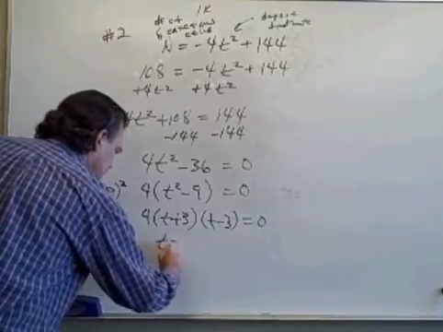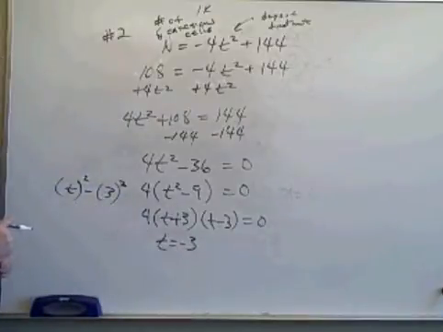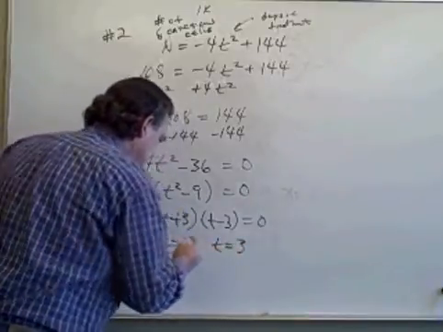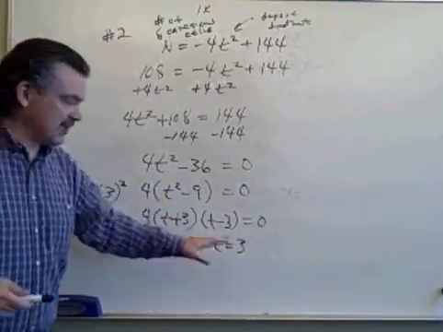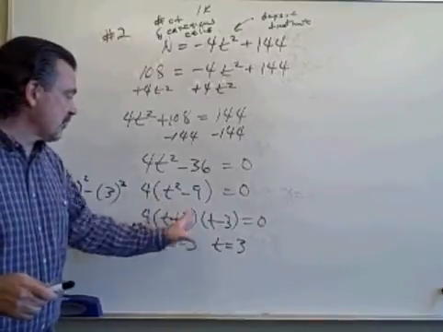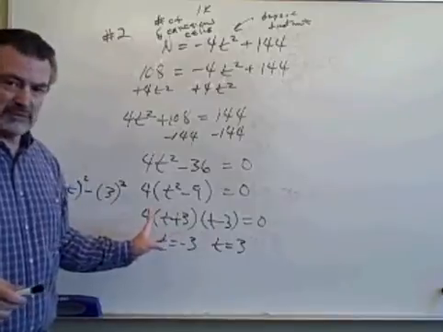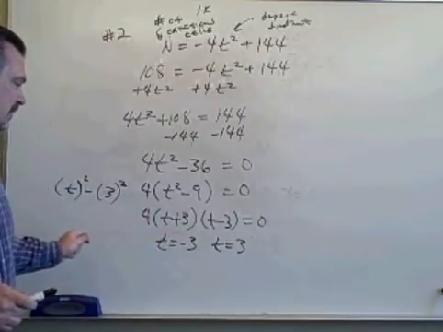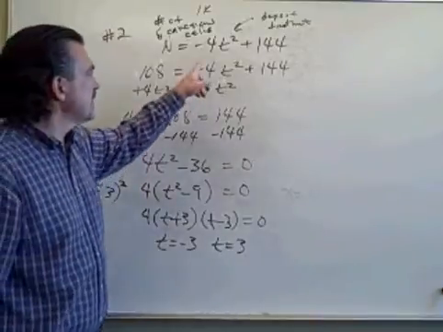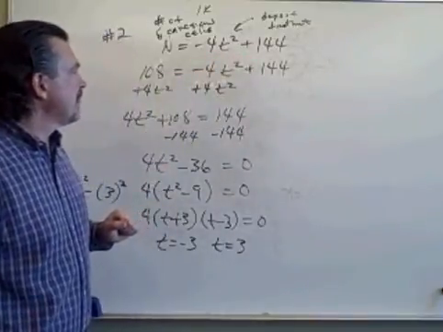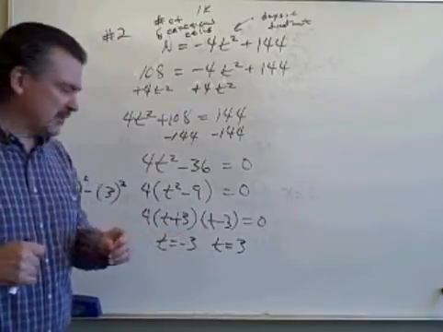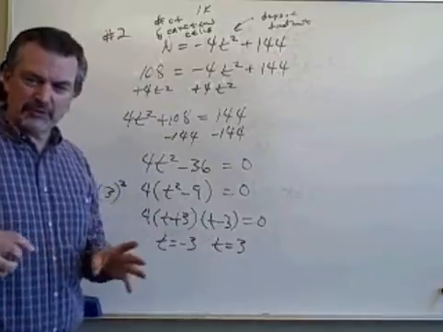And now, won't t being negative 3 make that become 0? And won't t being positive 3 make that factor become 0? And I need one of those factors to become 0 so that the 0 factor will make that left side of the equation 0. So t being negative 3, what does t represent? Days of treatment. So I'm not sure how to interpret negative 3 as days of treatment. But I know how to interpret 3.